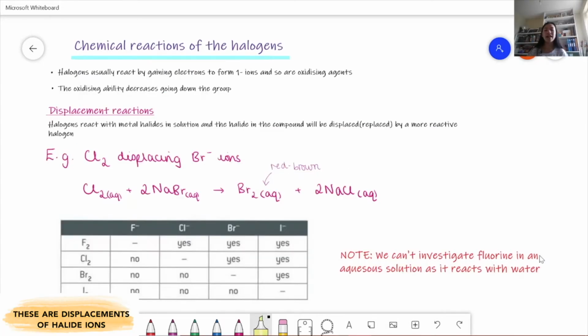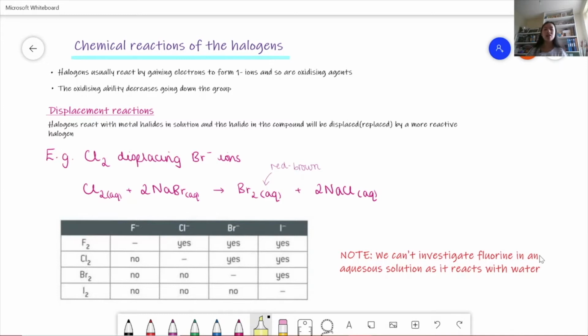Now we're going to have a look at chemical reactions of the halogens. Halogens usually react by gaining electrons to form 1- ions, and so are oxidizing agents. So for example, chlorine normally forms Cl- ions, and so they gain an electron, and they are oxidizing agents because they are taking away an electron. And so that means that when they're trying to attract the electrons from the thing that it's oxidizing, it gets harder and harder going down the group because there's less of an attraction from the positive nucleus.